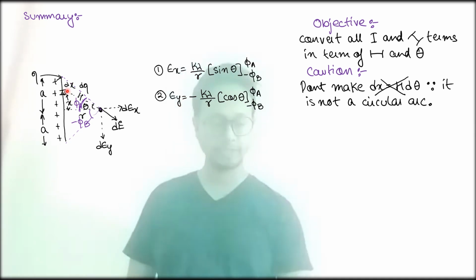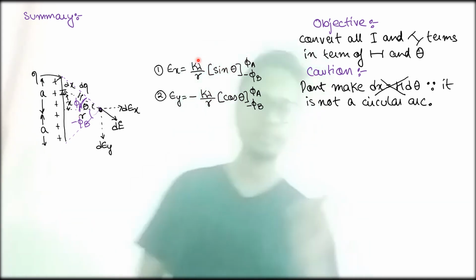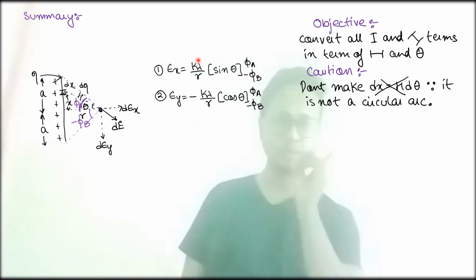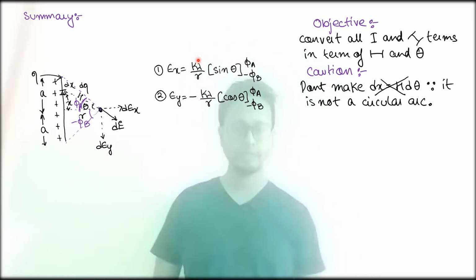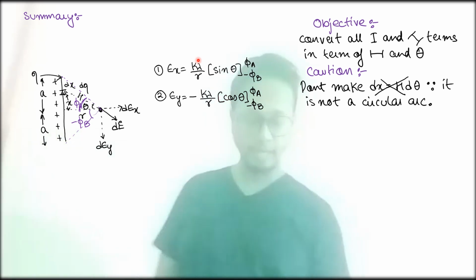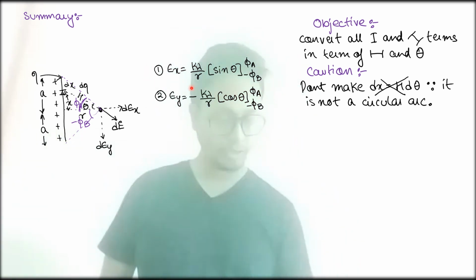Understood? You first have to take tan theta equal to x by r, so x is equal to r tan theta. Then dx by d theta is equal to r sec square theta, so dx is equal to r sec square theta into d theta. That's the way you do it here. Understood? Now you have got the horizontal and vertical components of electric field at this point.